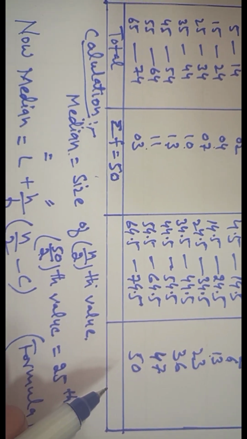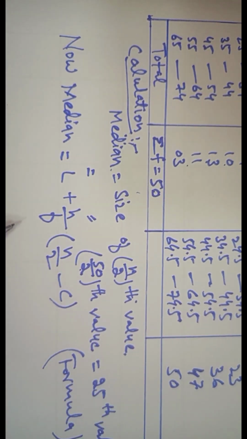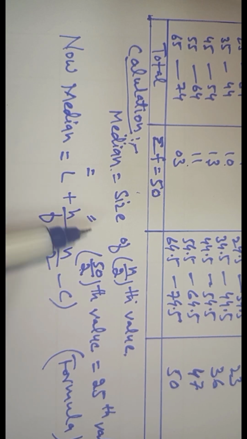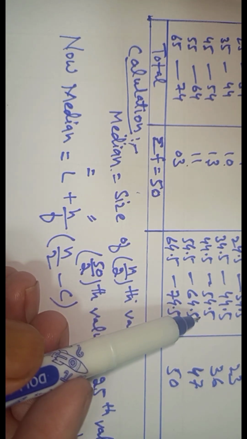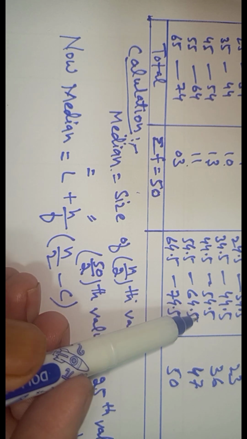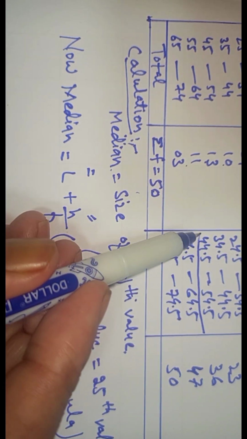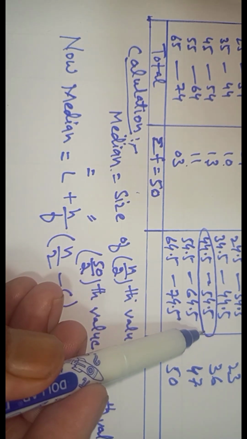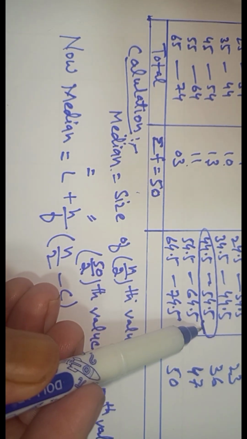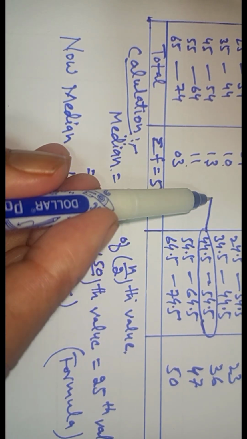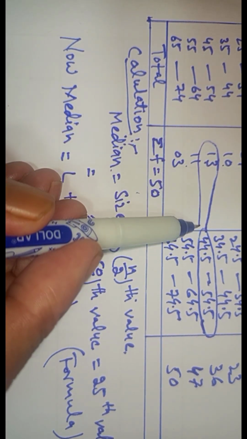Now putting all the values in the formula. Here L is the lower boundary of the modal class. The modal class is the class whose frequency is highest. So here the modal class, which is 44.5 to 54.5, is the modal class because its frequency is highest, which is 13. So L means the lower boundary of the modal class, which is 44.5, and its frequency is 13.